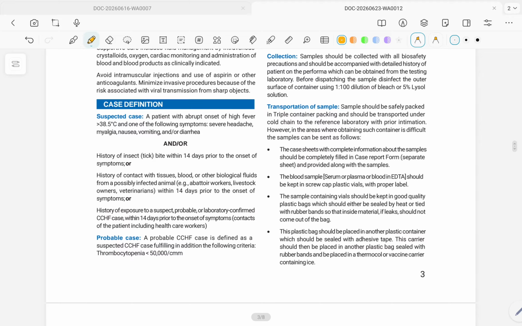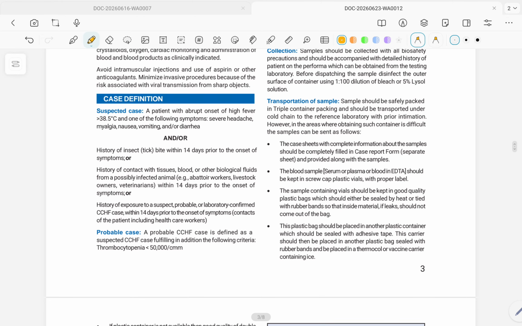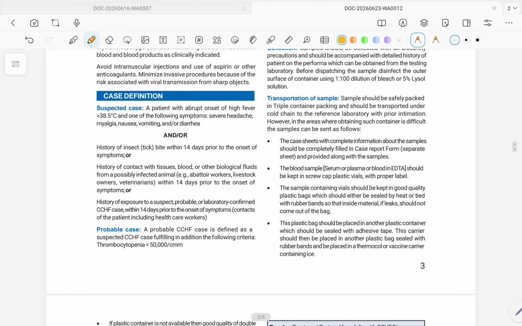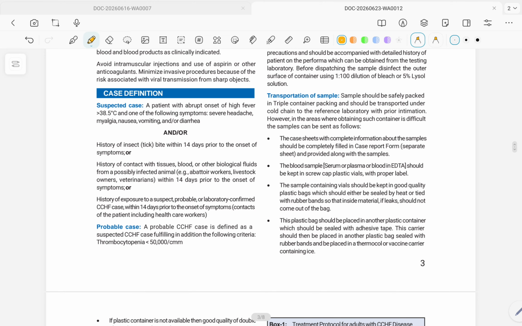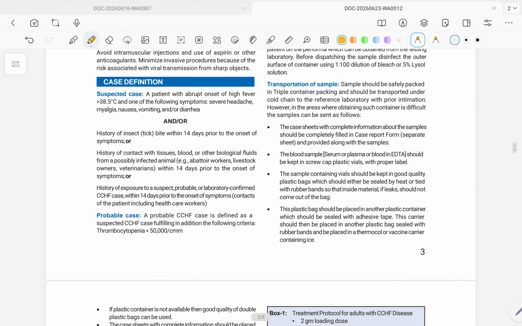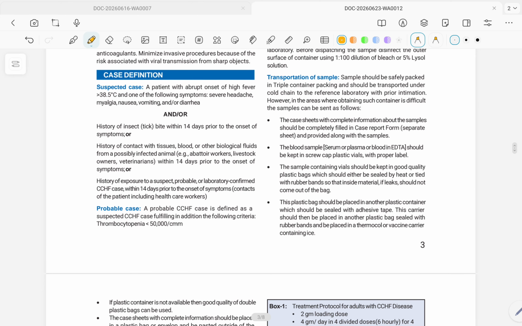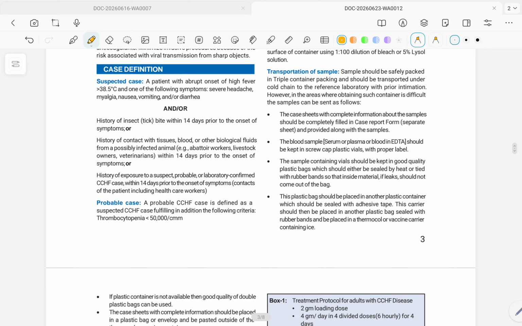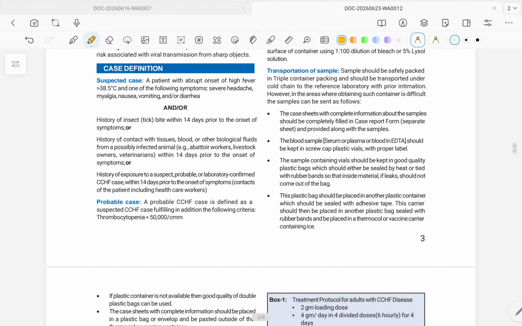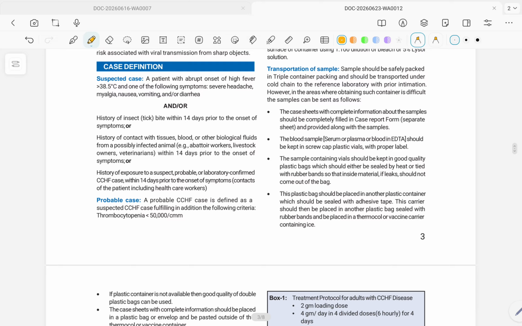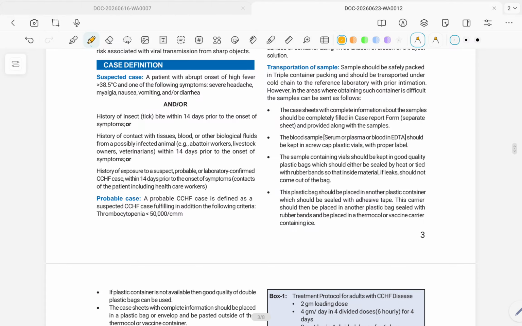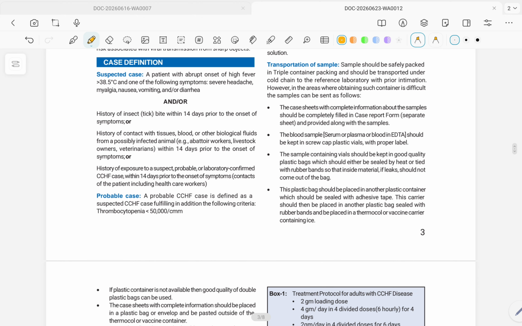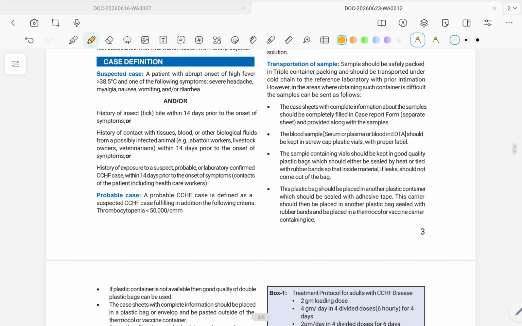Case definition. Suspect case. A patient with abrupt onset of high fever more than 38.5 degrees Celsius and one of the following symptoms: severe headache, myalgia, nausea, vomiting and/or diarrhea, and/or history of insect bite within 14 days prior to the onset of symptoms, or history of contact with tissue, blood or other biological fluid from a possibly infected animal, for example abattoir workers, livestock owners, veterinarians, within 14 days prior to the onset of symptoms, or history of exposure to a suspect, probable or laboratory confirmed CCHF case within 14 days prior to onset of symptoms, contact of the patient including health care workers.